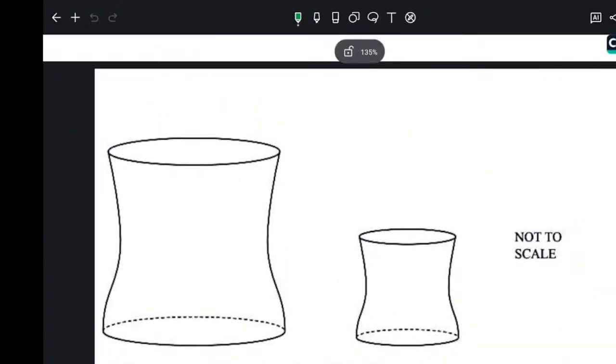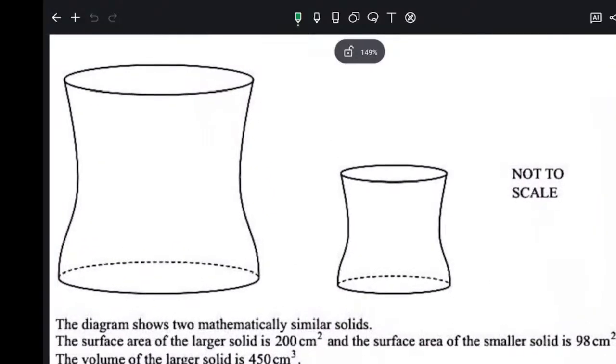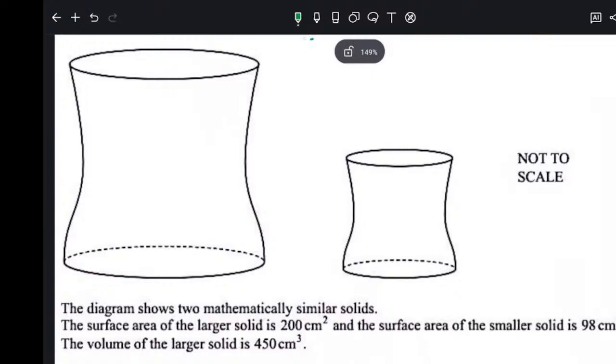Look at this one. Can somebody tell me what is the first step? What do you look for in step number 1? The information that you have been given for both shapes, right? Is it volume? Is it area? Is it length? Surface area, and so on.